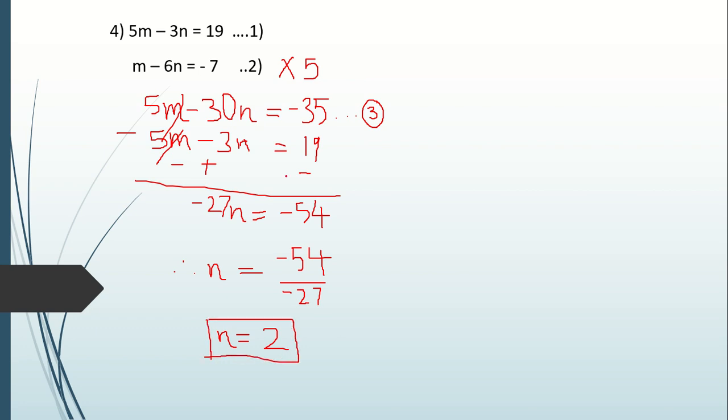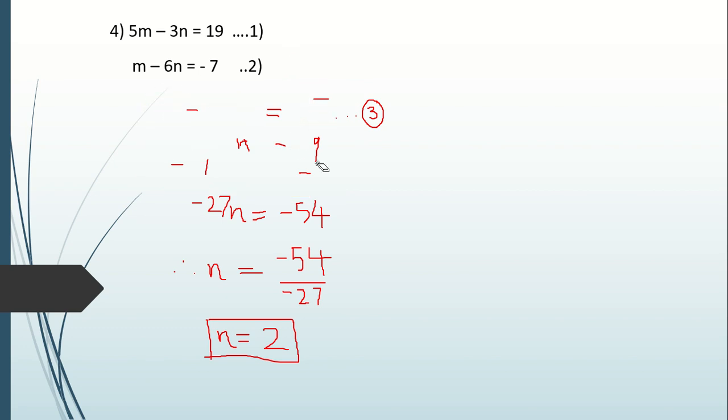You got the value that you have to put in equation number 1 or 2. Okay, and you will get the value of m. Now, your solution set in this case is going to be m, n is equal to the value of m you will find, and the value of n we got. Okay, this is the similar way.